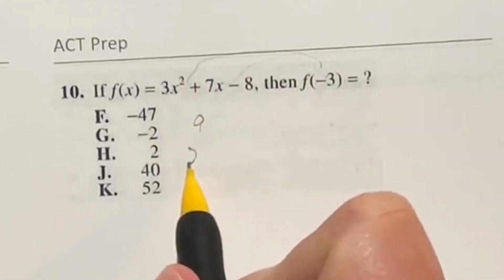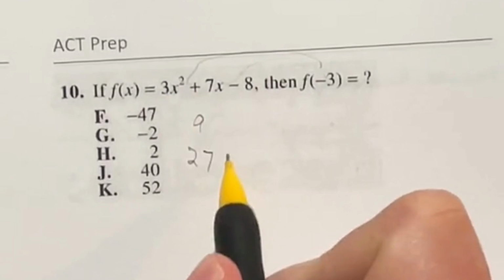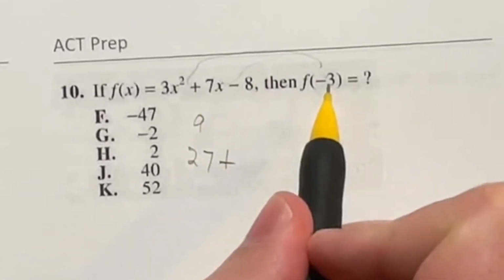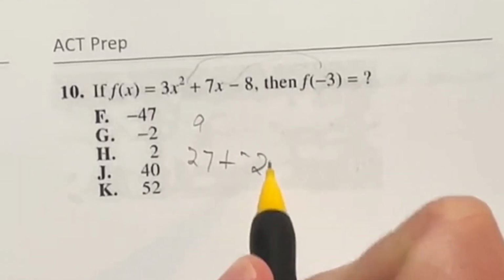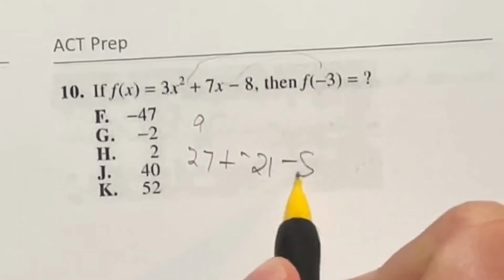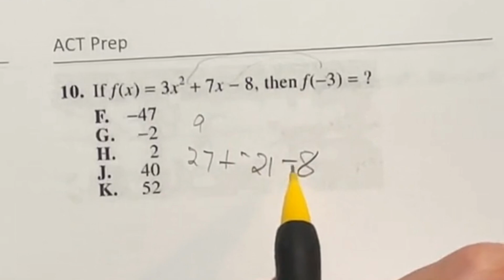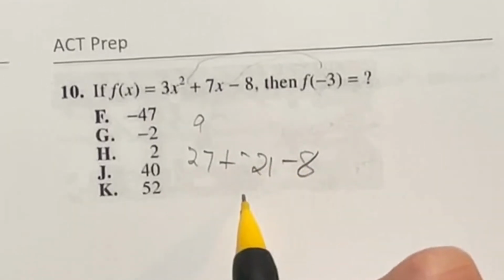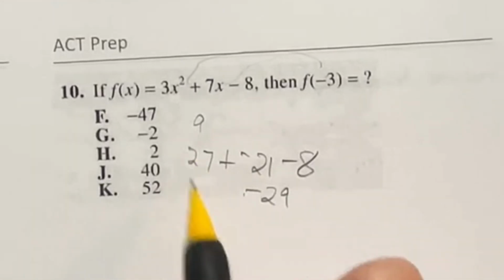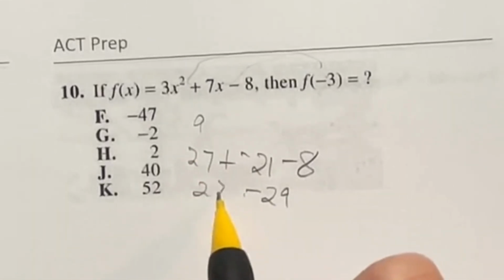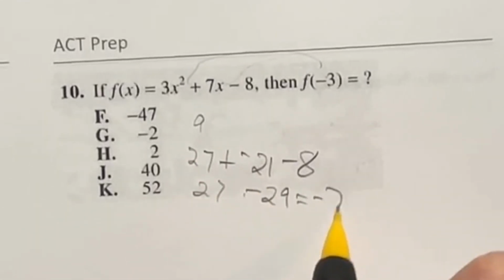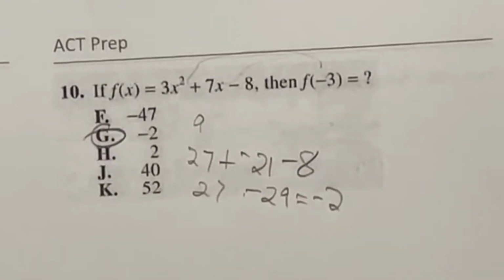9 times that 3 is going to give me a 27. Then we have plus 7 times the -3, which is going to give us a -21. And then we still have that -8. Now notice here we have a -21 and a -8, so altogether that's going to give us a -29. And we have a +27, so that's going to end up netting us a -2 total, which is answer G.